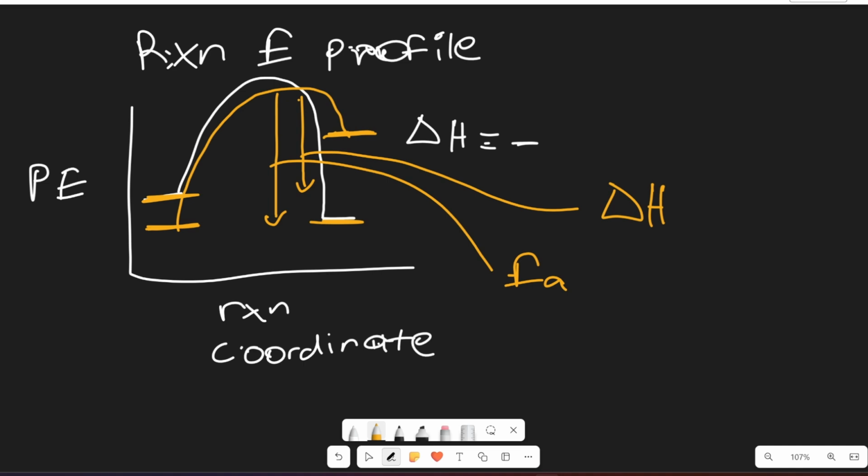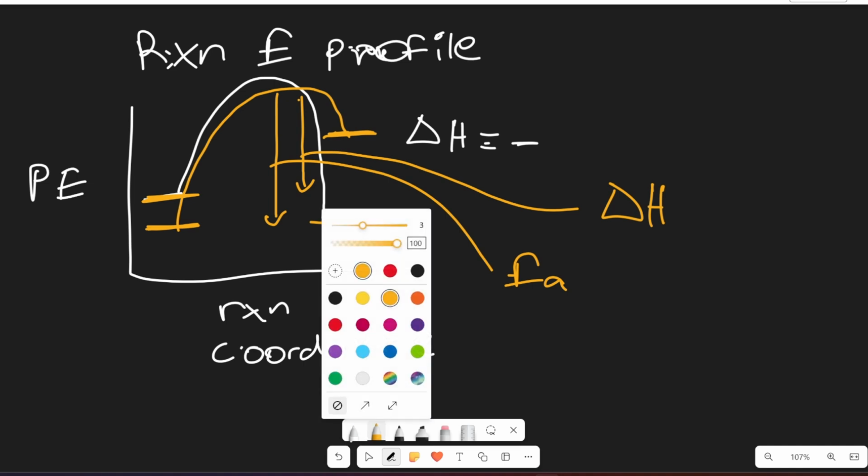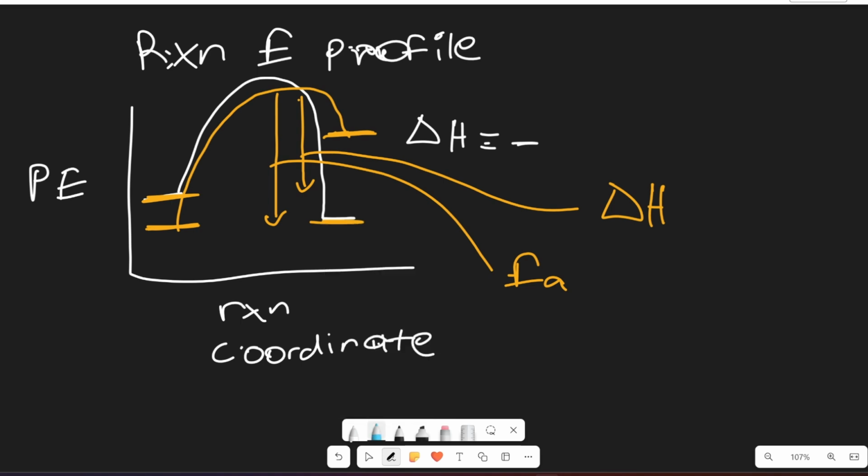And then with a catalyst, what a catalyst will essentially do is, here, I'll draw this in a different color. Let's say we're looking at the white curve here. A catalyst is going to essentially move the activation energy down, so that the reaction can take place faster. It's not going to change our delta H.